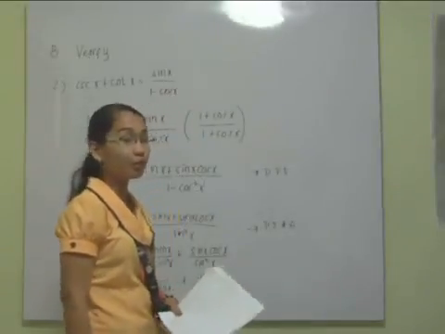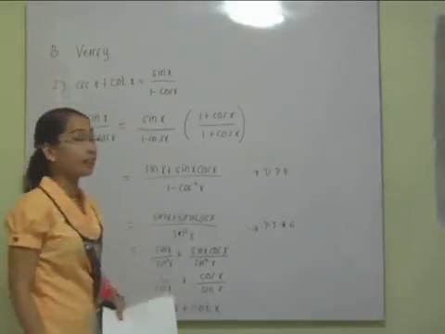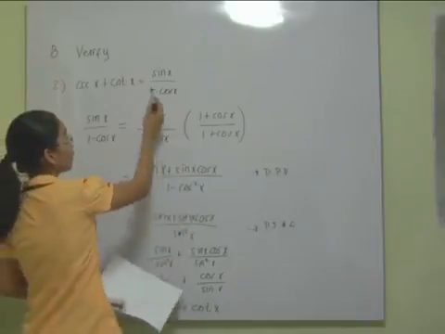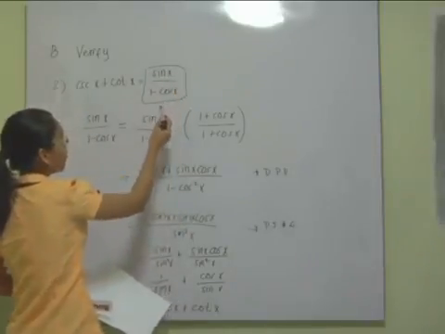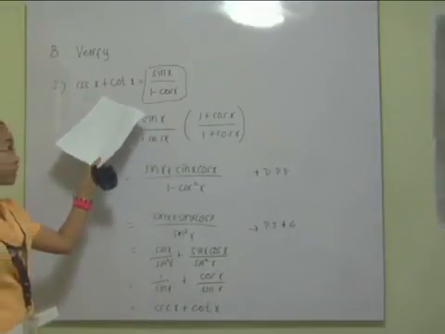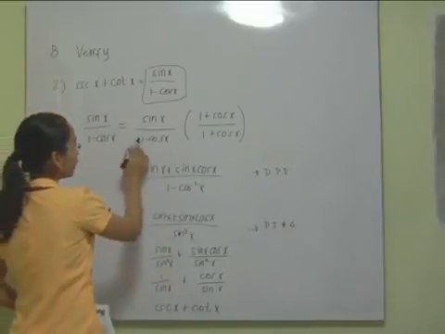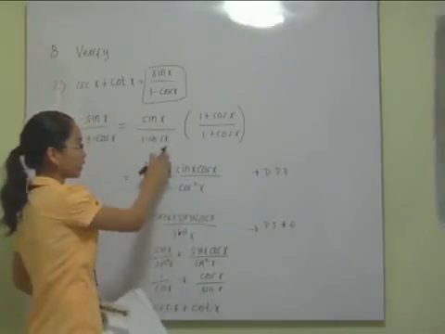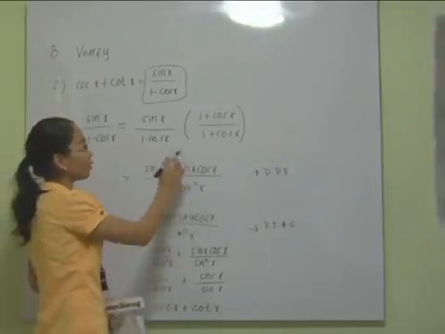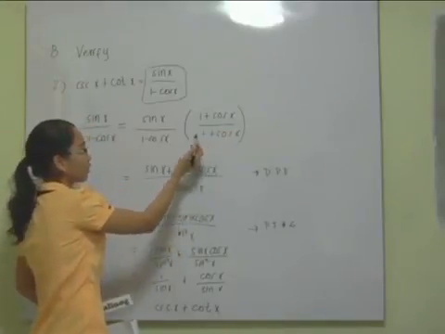Okay, let's have example number 2: cosecant x plus cotangent x is equal to sine x over 1 minus cosine x. Which expression is more complicated? That is sine x over 1 minus cosine x. So let's prove that this is equal to cosecant x plus cotangent x. In order to prove this one, we get the conjugate of the denominator and multiply the expression, that is 1 plus cosine x over 1 plus cosine x.